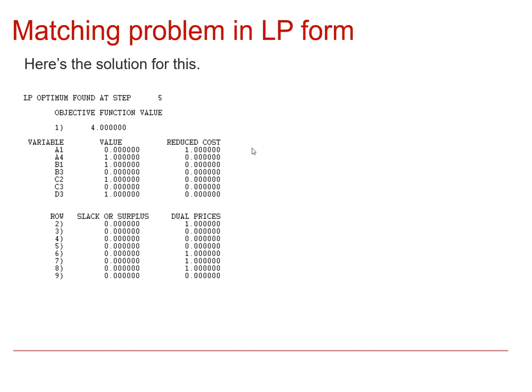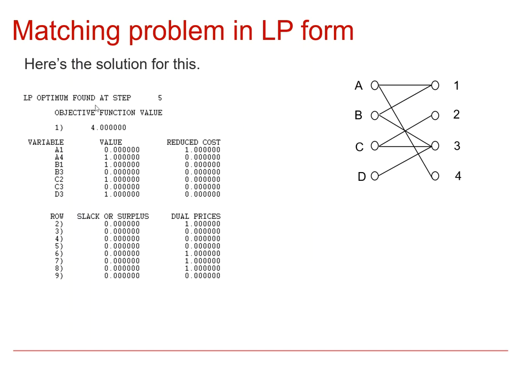Having put that into our solver, we can see that it's found a solution. Good news, the objective function is 4. That means it's definitely found 4 arcs, so it has matched every node here to every node here. If that had been less than 4, it would have meant that it wasn't actually possible to do a complete matching. If we look at which arcs are included, then we've got A4, B1, C2 and D3.